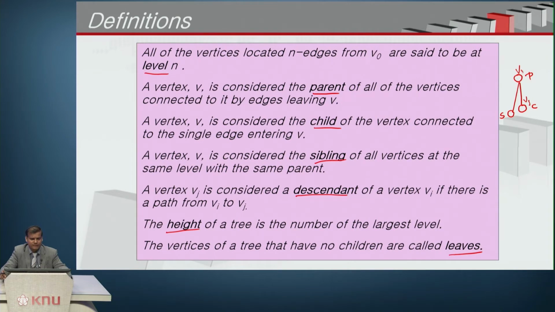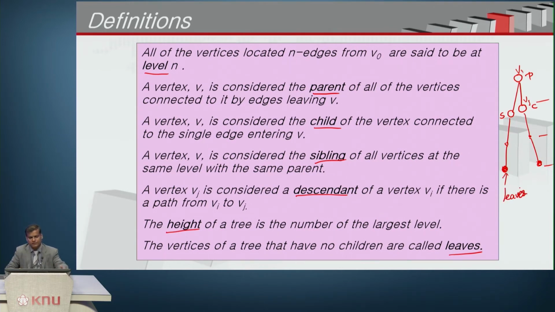The height of a tree is the number of the largest level. Say for example, you have another level here and another one, so you have levels 1, 2, 3 in different cases. So that would be the height. A vertex of a tree that has no children is called a leaf. For example, this part has no children, so these are called leaves.